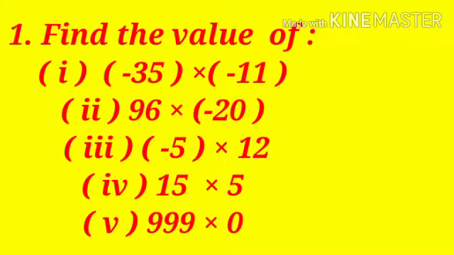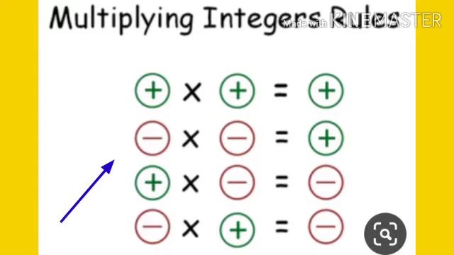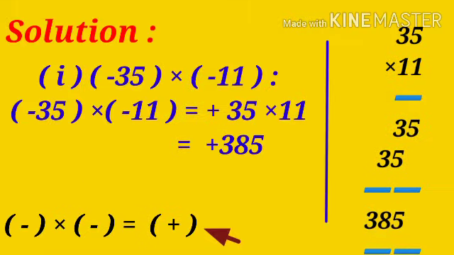Let us see some problems. Find the value of the following multiplication of integers. Before going to this problem, recall the rules for multiplying integers once again. That is, plus into plus is equal to plus, minus into minus is equal to plus, plus into minus is equal to minus, minus into plus is equal to minus. We know that when we multiply two negative integers, it always gives a positive integer. That is, minus 35 into minus 11 gives plus 35 into 11. That is equal to plus 385, which is the answer of the given multiplication problem.